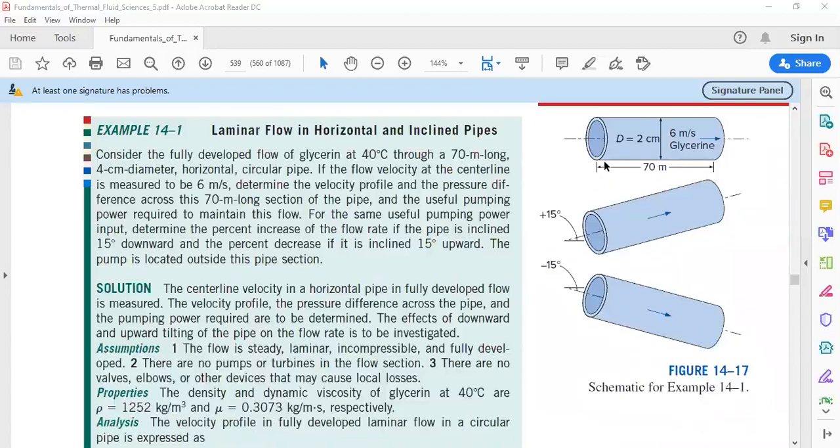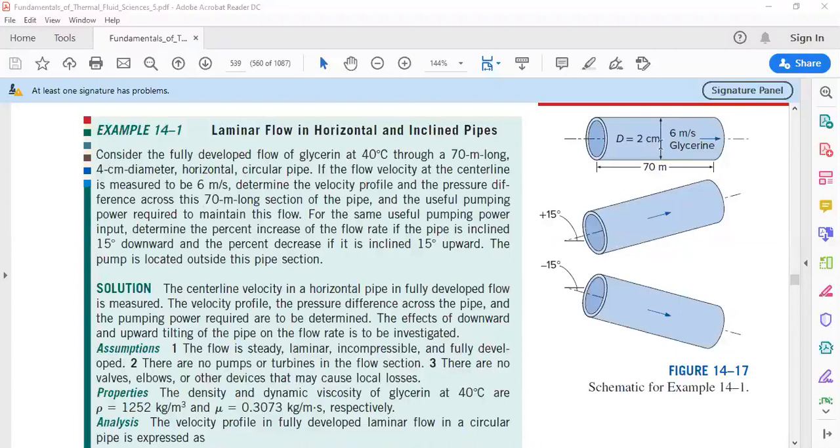In this example we have the following cases: a horizontal pipe, an inclined pipe, as we can see, upward inclined, downward. So uphill and downhill, as we mentioned in the previous lecture. So all these pipes are of the same diameter, and the flow is flowing with the same average velocity, which is 6 meters per second, diameter of 2 centimeters, the length of the pipe is 70 meters long, the pipe is circular pipe.